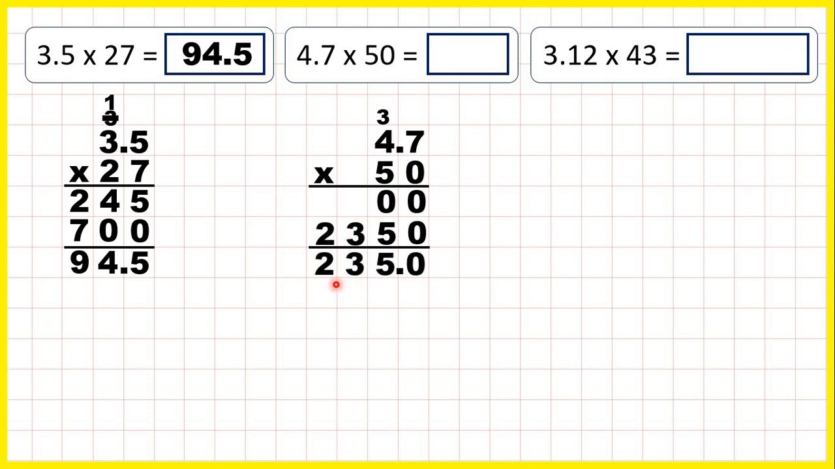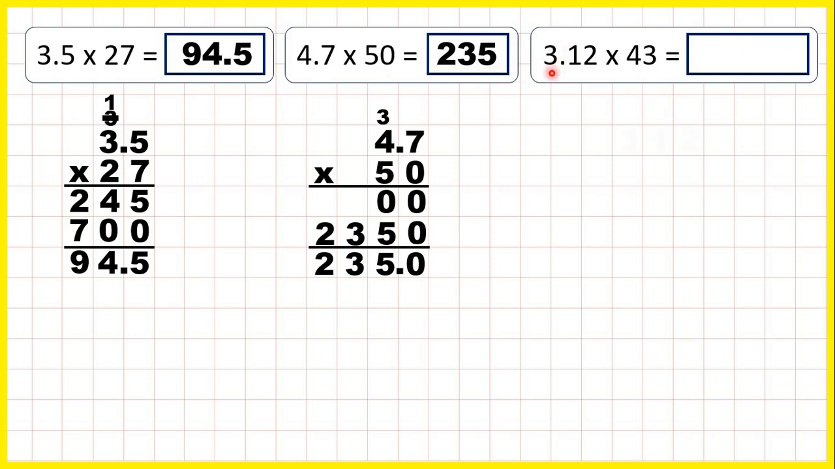So that gives us 235.0 as our answer. But because we have 0.0 on the end, we know that we have a whole number. So we can write our answer as 235.